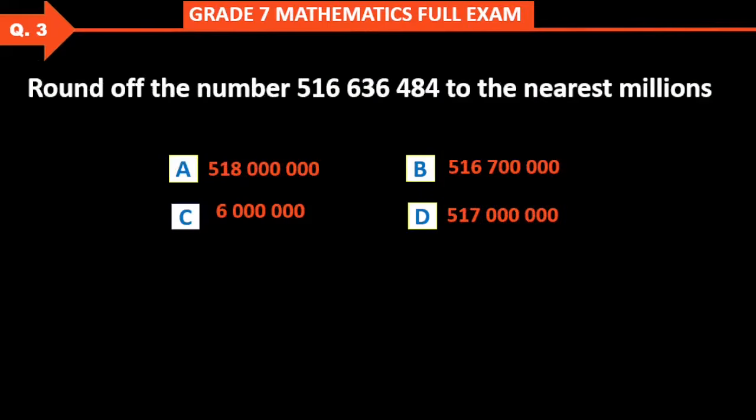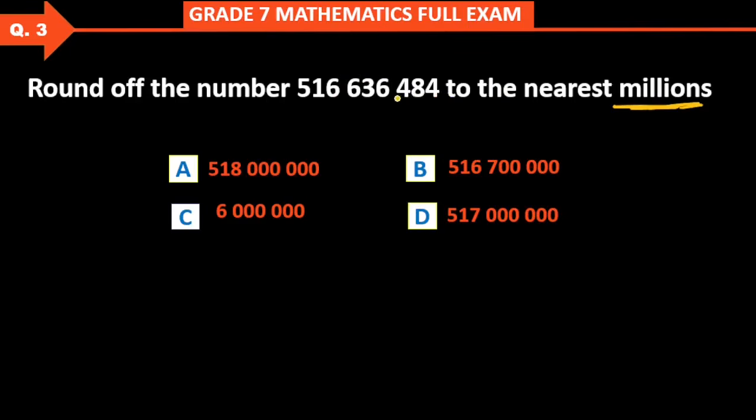So we have it right here with us. We are told to round off the number 516,636,484 to the nearest millions. This is a very important keyword there because it is what is going to guide us on what we are going to do. So we have to the nearest millions. So to be able to round off this number to the nearest millions, we should be able to know where millions lies in the place value.